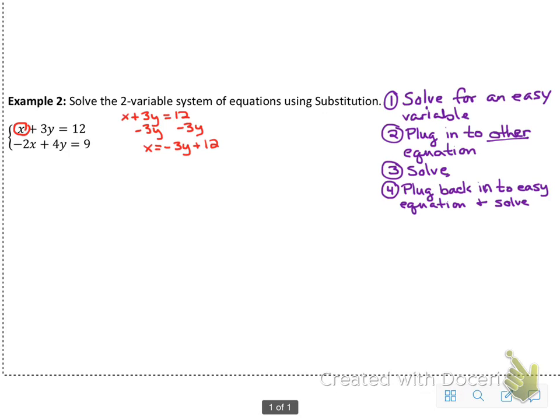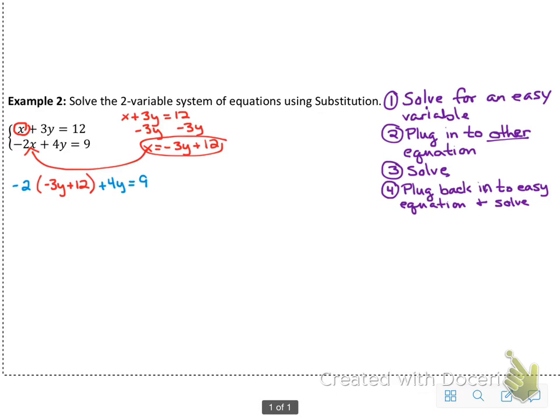Alright, we did step 1. Step 2, plug into other equation. That means we are taking this x and we are plugging it in right here to the other equation that we have. So if our equation is negative 2 times x, we're going to stick our x in to have negative 3y plus 12 plus 4y equals 9. So we just go from there, and we solve for y.